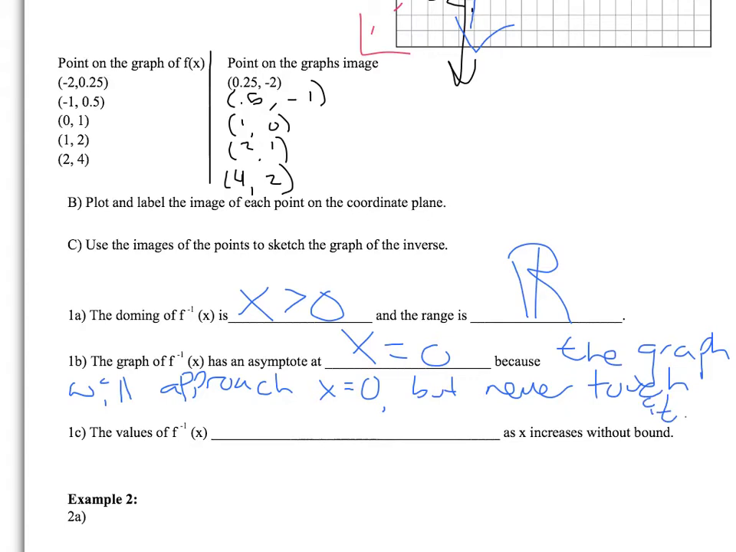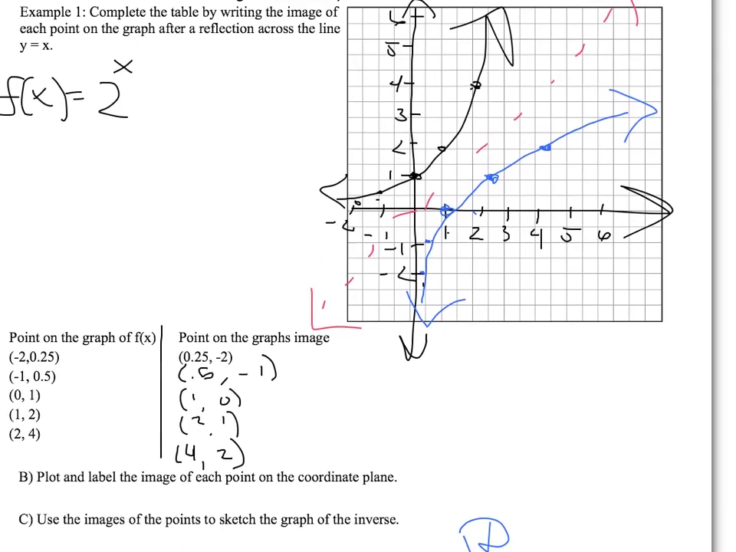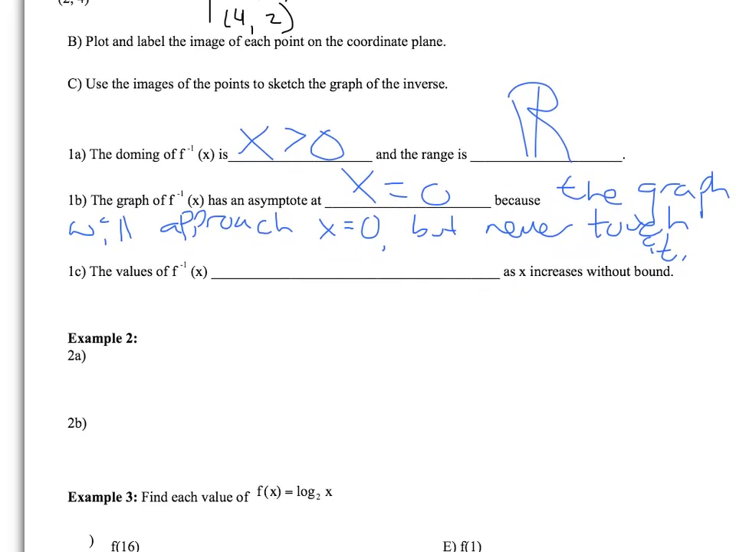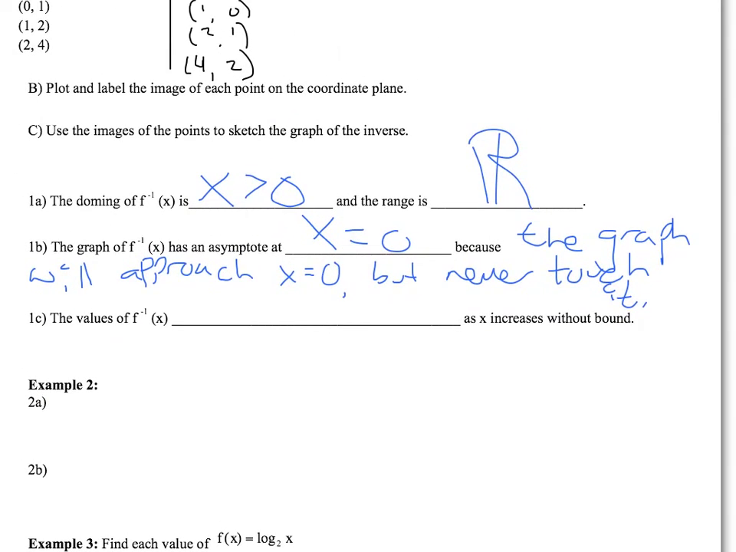Question 1c: how do the values of the inverse of x change as x increases without bound? So as x is increasing, it is asking what is happening to the function. And we can see that it is also increasing. So the values of f of the inverse of x increase as x increases without bound.